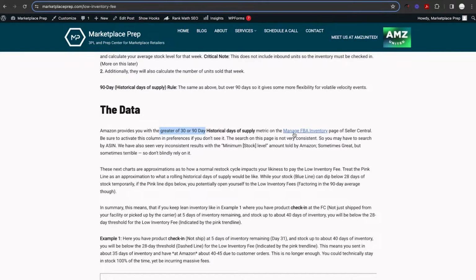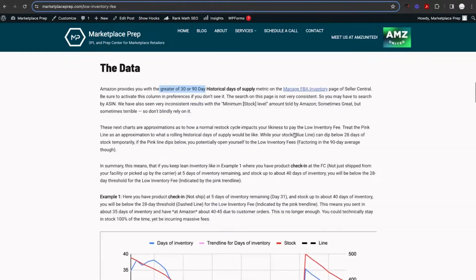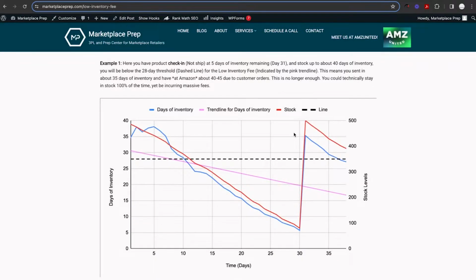So I'm going to go through some examples of what a normal restock cycle goes through for a given product. These charts down here, don't be scared by the charts. Your stock level is the red. It's selling a few units a day, and then you restock, let's say on day 30. Everyone has different restock cycles. Everyone has different lead times. So I'm going to exclude all of those things because there are too many variables to just show in one graph.